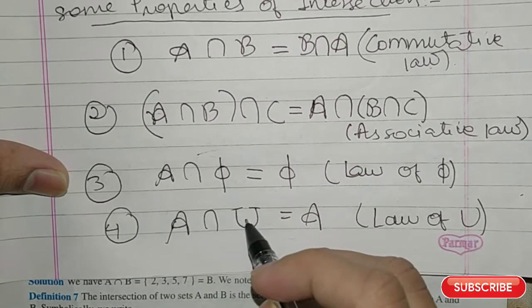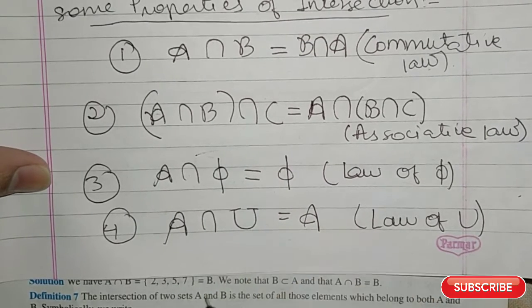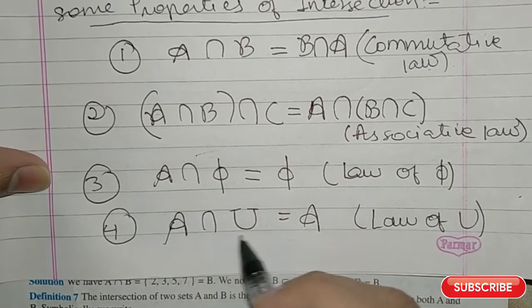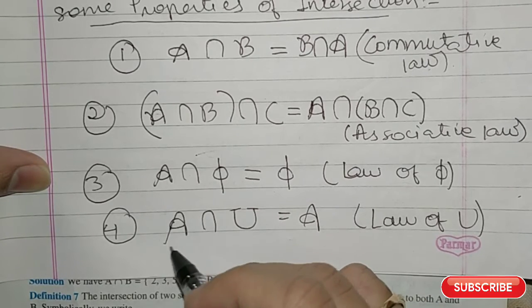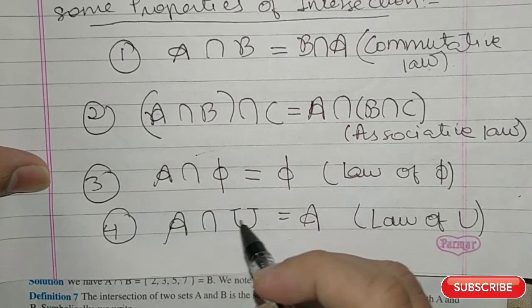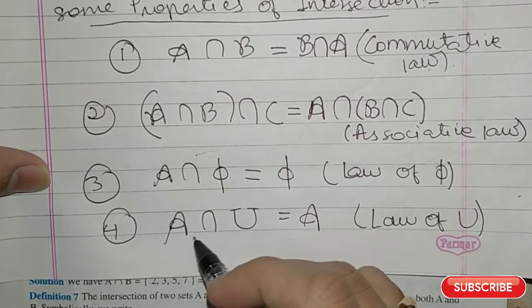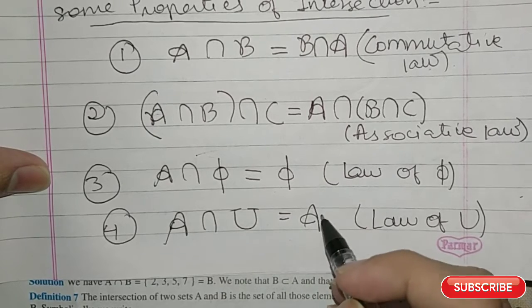See, the set A is a subset of the universal set U. Now the set U also contains all the elements of the set A. So the elements which are common to A and U are all the elements of A, right? So you will get the set A only.